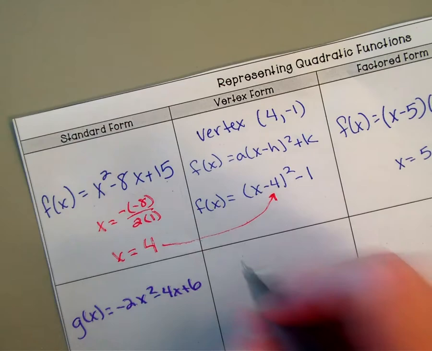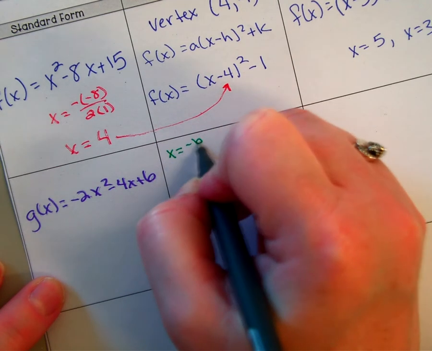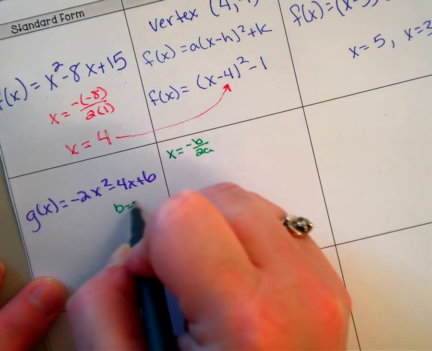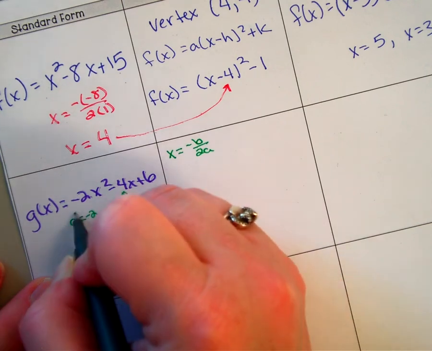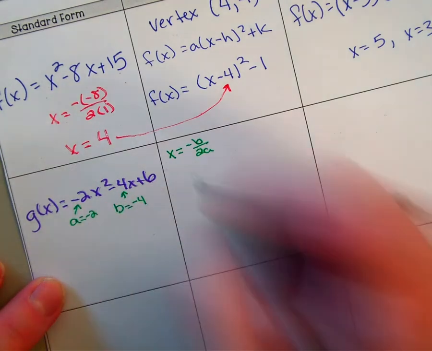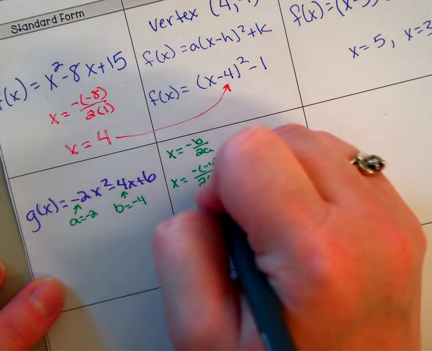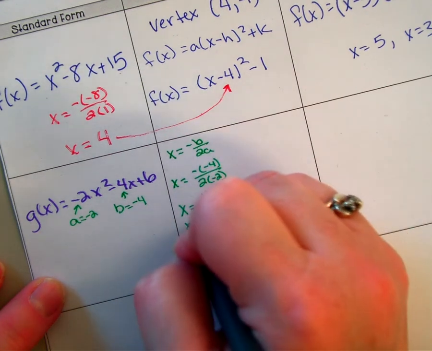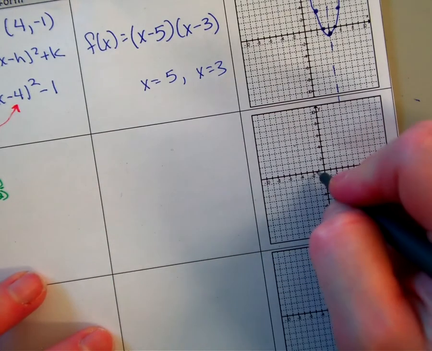So for vertex form, I'm going to find my vertex algebraically. So I'm going to start with my axis of symmetry formula, negative b over 2a. My b here is a negative 4. My a here is a negative 2. B is in front of x. A is in front of x squared. So that's going to be negative negative 4 over 2 times negative 2. And just 4 over negative 4, so x equals negative 1. So my axis of symmetry is going to be x equals negative 1. So I'm actually going to go over to my graph and draw that.